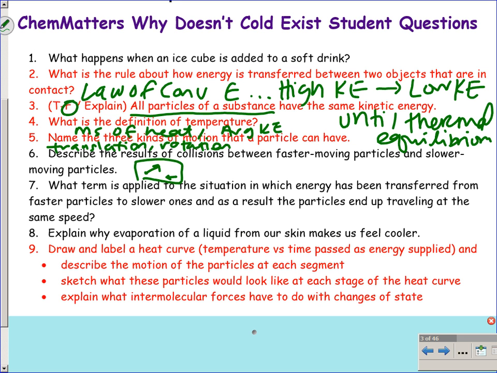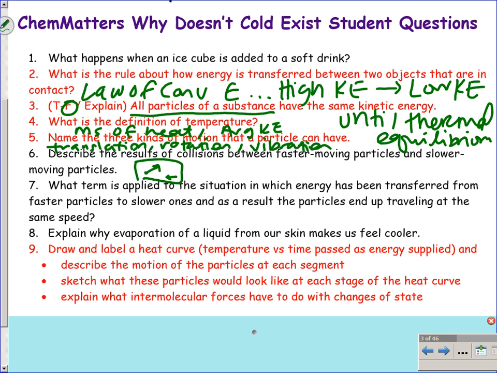Rotation. So translation, rotation, and somebody else at that table. Vibration. Thank you. Wonderful. So we can see that kinetic energy comes in 3 flavors.